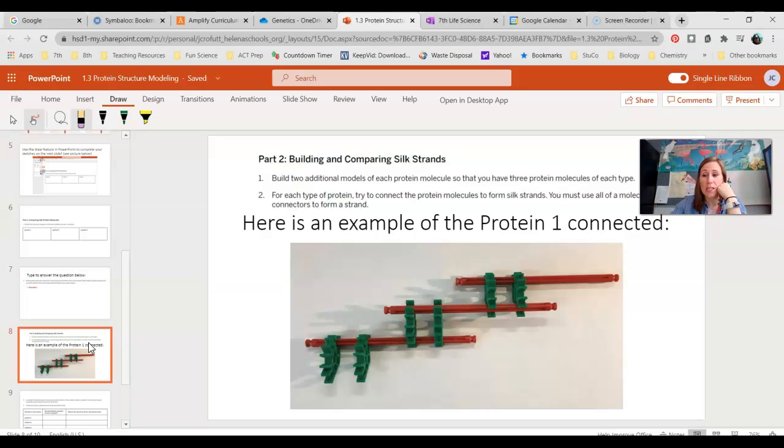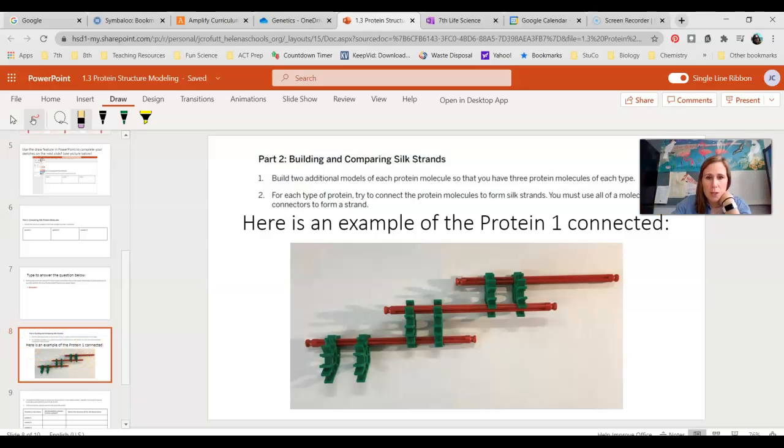Okay, so I took protein 1 and I attached them. Everywhere I had these little green connectors was a spot I was able to attach. So 2 green connectors means that I was able to attach that to a protein in 2 spots. I have 3 different molecules here attached together to form a silk strand.